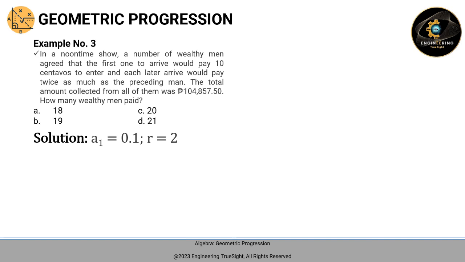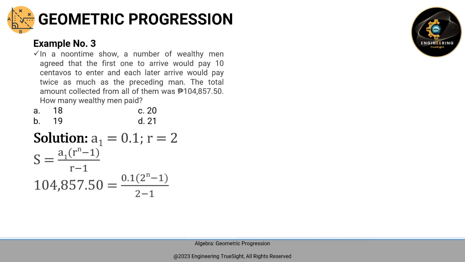So the formula we should apply is the sum of all terms formula, which is S is equal to a sub 1 times r to the power of n minus 1 all over r minus 1. Applying all the given above, 104,857.50 is equal to 0.1 times 2 to the power of n minus 1 all over 2 minus 1. 2 to the power of n minus 1 is equal to 1,048,575.